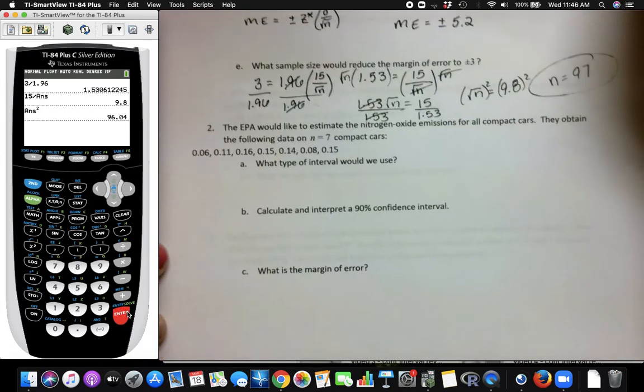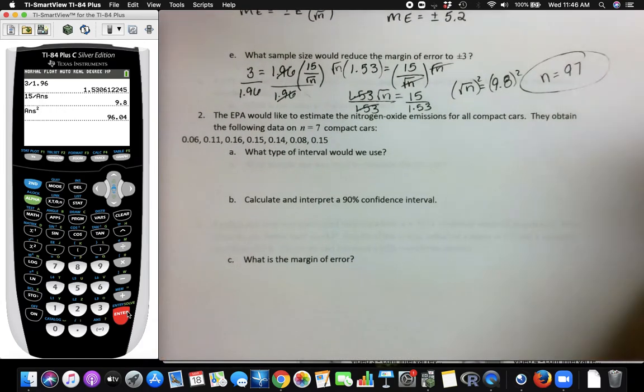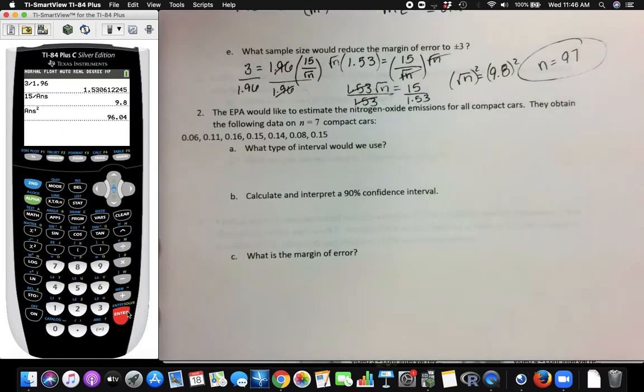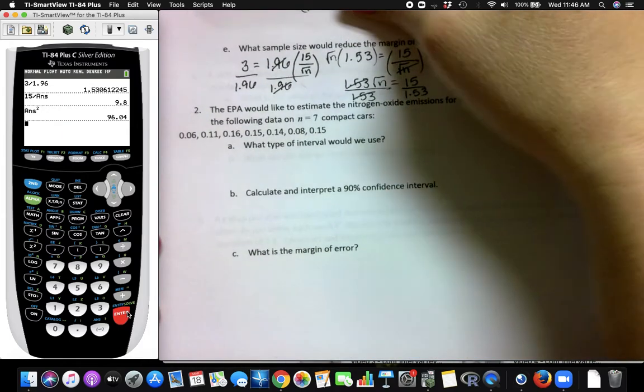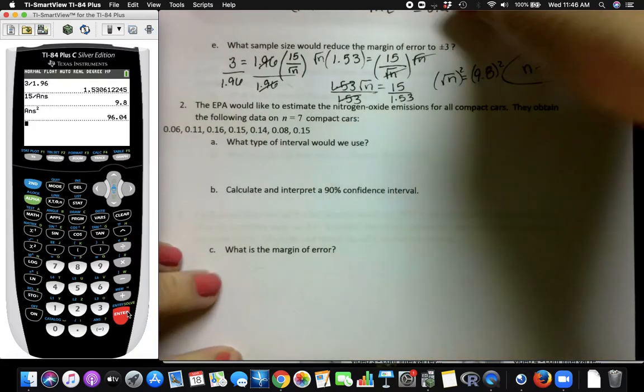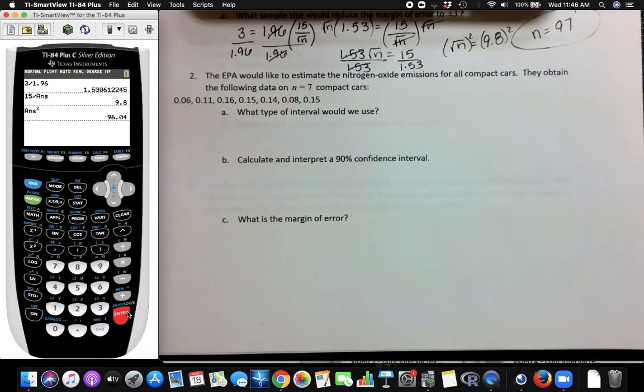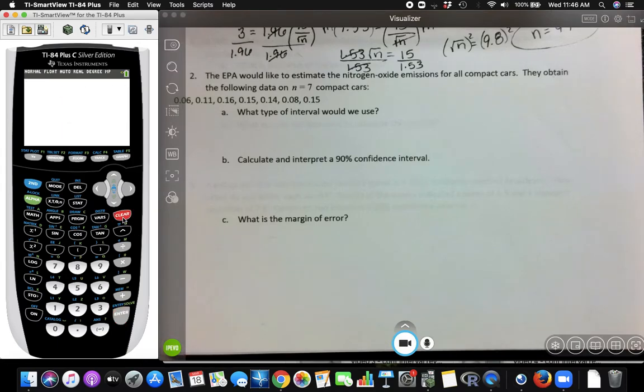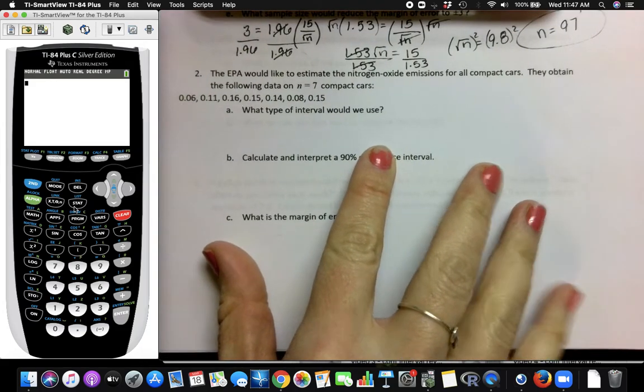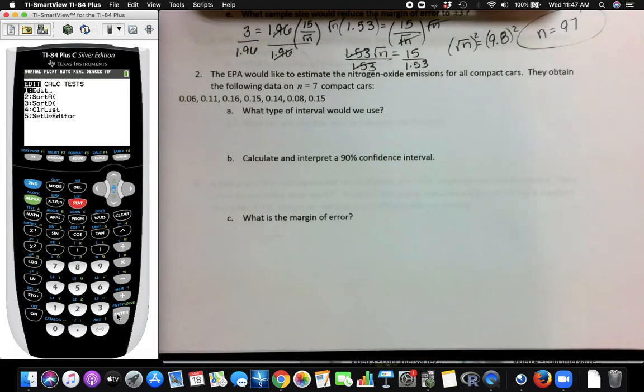Okay, question 2. The EPA would like to estimate the nitrogen oxide emissions for all compact cars. They obtained the following data on n equals 7 compact cars. Okay, so this is one where they actually did give us a data set. So the first thing that I want to do is go into stat, edit, and put in this list. So let me clear out all my old lists first.